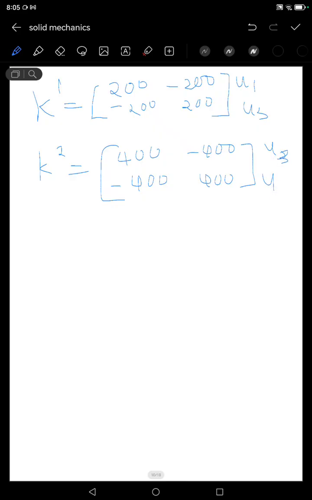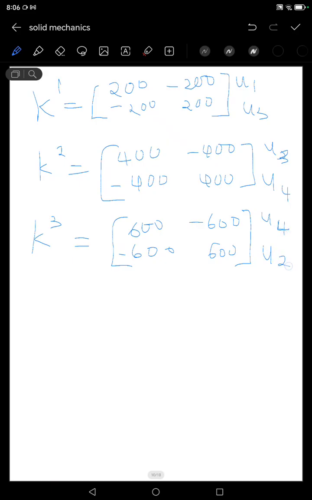We're also gonna have what? The 4 here. Okay, and then now let's do the 3, the element 3. So it's 600. So it's gonna be 600 minus 600, minus 600 here, and then 600, and then 3, it goes with what? With 4 and 2. So it's gonna be U4 and U2, like this.